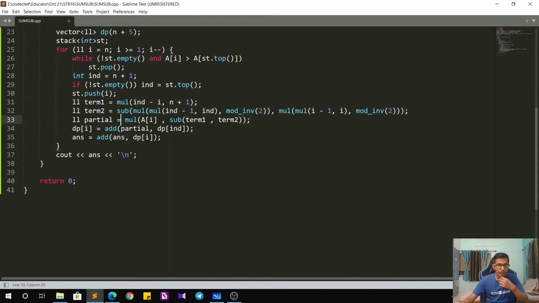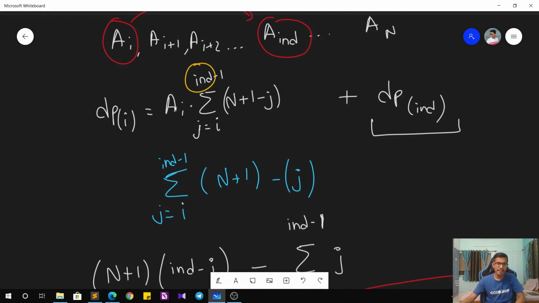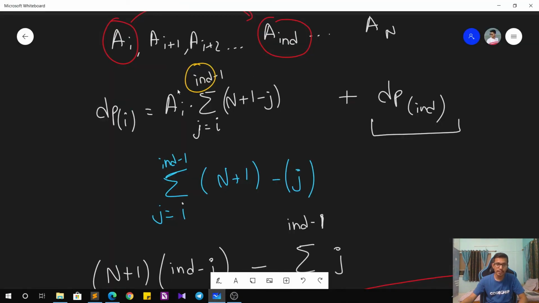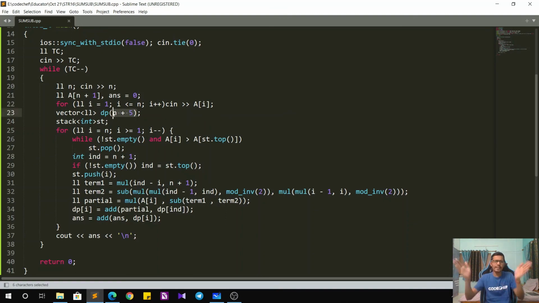Term 2 is subtracted from term 1, and also this whole thing has to be multiplied with AI, because as we saw over here, dp of I is basically AI multiplied with this whole thing. So we have to do that as well. So this gives my partial value of dp of I, and don't forget, in this whole thing we have to also add dp of IND. So again, that I do over here. So dp of I is the partial value plus the dp of IND value. And dp of IND is already pre-calculated. Why? Because IND lies towards the right of I and we are iterating backwards. So don't worry, IND value will exist. And if not, then we have a slightly bigger length array. So that is all handled.